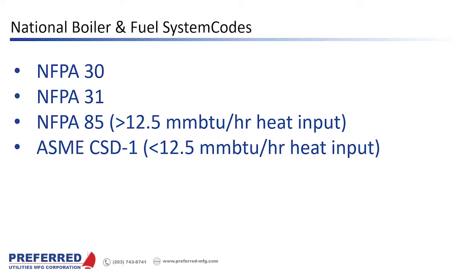These are the national codes that we have to follow where we're doing a fuel system for boilers. NFPA 30, NFPA 31, NFPA 85 if the individual burner heat input is more than 12.5 million BTUs per hour. And if it's smaller than that, then we're going to follow ASME CSD1. And the differences are slight. ASME CSD1 lets you cut a few corners for smaller burners.